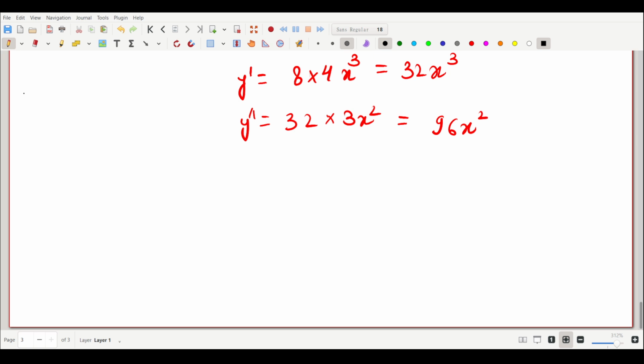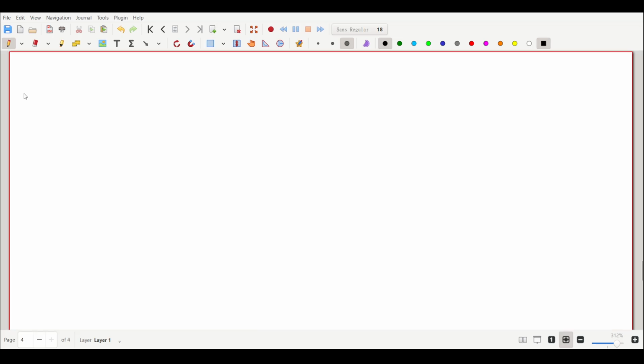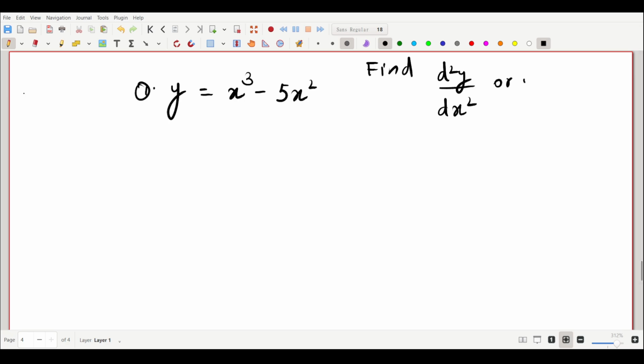Let's see one question on finding a double differential. I want you to do it by yourself. Take your time. The first question is y equals x cube minus 5x square. The question is about finding the second derivative. You have to find d2y over dx square, or you can also write y double dash. It means the same thing.